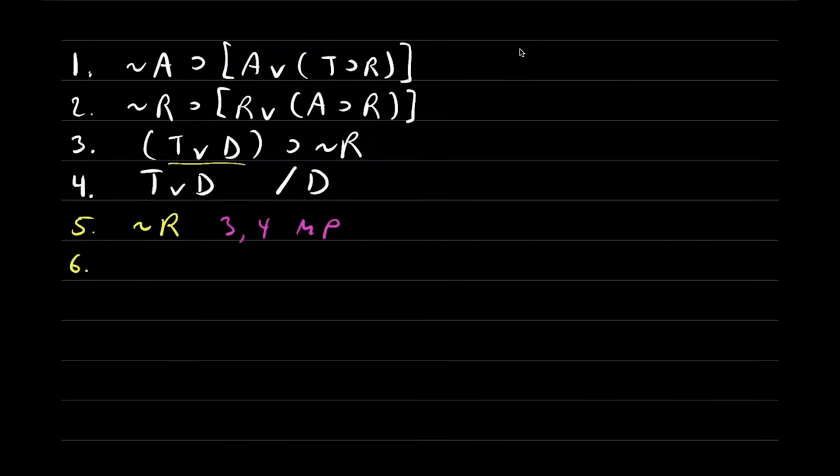Okay, next line, line 6. Once we have not R, that's the antecedent of the conditional in line 2 right here. So we know that that bracketed expression, R or (A implies R), has to be true. And that's going to follow from line 2 and line 5 by Modus Ponens.